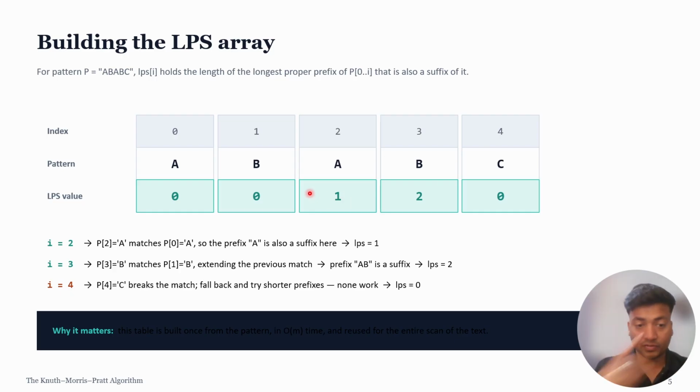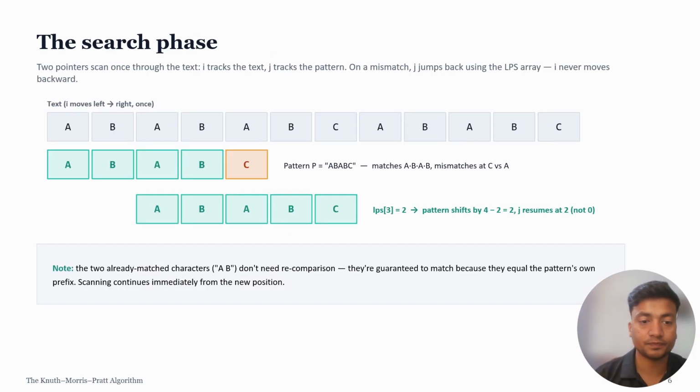At index 2, the prefix AB is also a suffix, so LPS becomes 2. At index 4, there is no matching prefix and suffix, so the value is 0. An important point is that this array is created only once, before the search starts. So let us continue from the next slide.